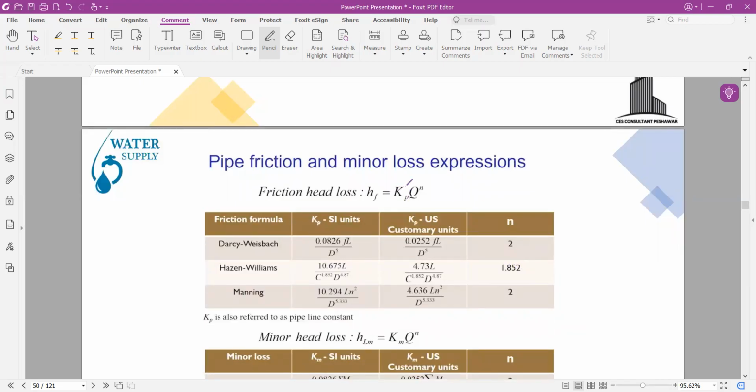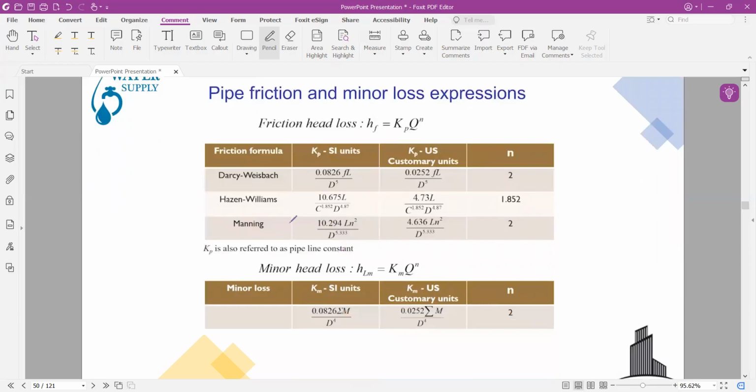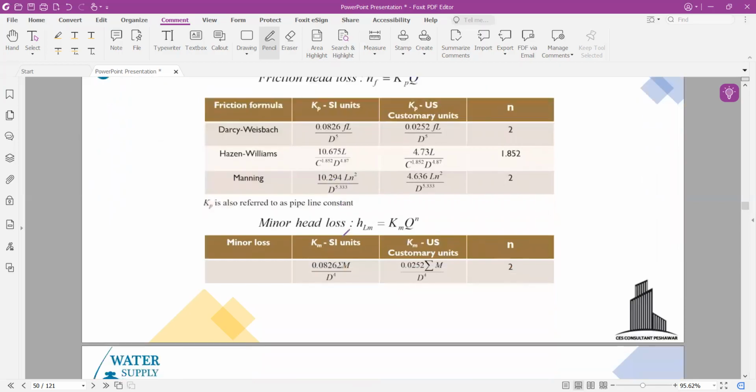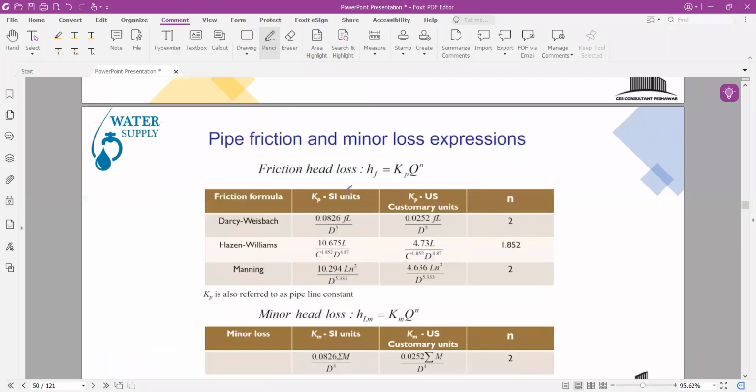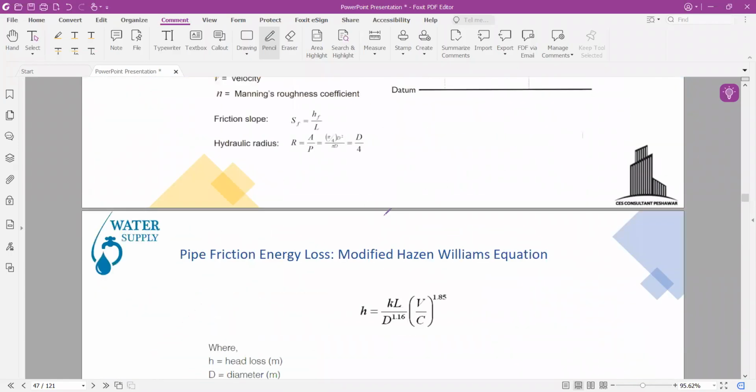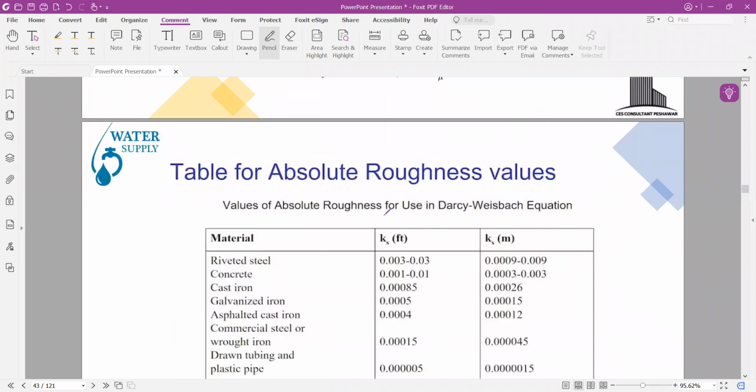And Kp is the pipe constant, derived from this equation for Darcy-Weisbach, this one for Hazen-Williams, and similarly for the Manning equation. Similarly, we also have head loss equations with a Km factor, which can be calculated by these equations, with Q raised to the power n, where n is equal to 2. So this is the short form of the equation, as I showed you earlier.